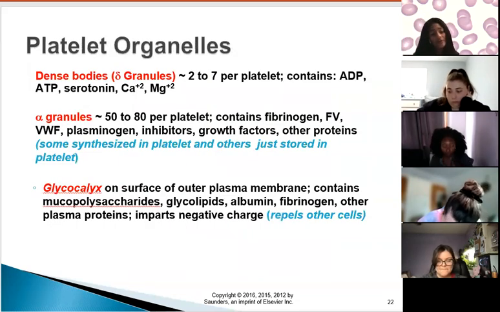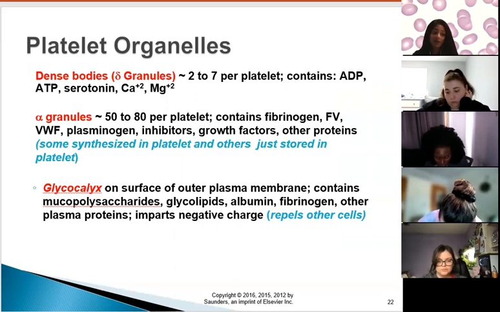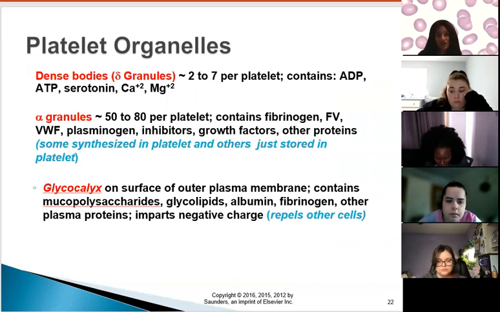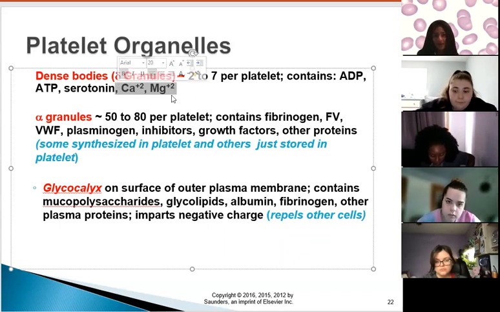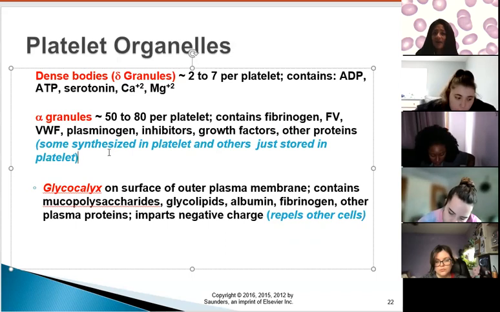Okay, platelets also have, remember, they don't have a nucleus, but they have a lot of organelles and structures within them that have very important functions. So platelets have dense bodies. There's also these dense bodies, they have about 2 to 7 per platelet. They're like granules, sort of, and they contain ADP, ATP, serotonin. They contain calcium and magnesium, okay? Very, very important to have calcium in them, and I'm going to explain why. They have alpha granules, more alpha granules than dense bodies, about 50 to 80 per platelet.